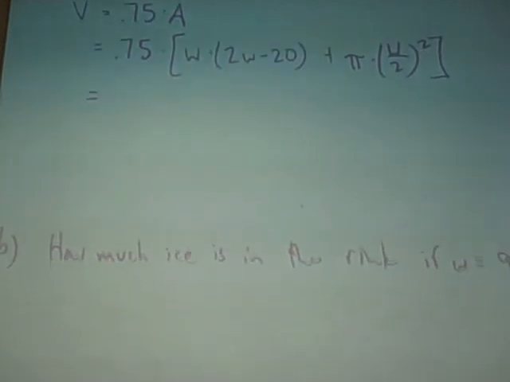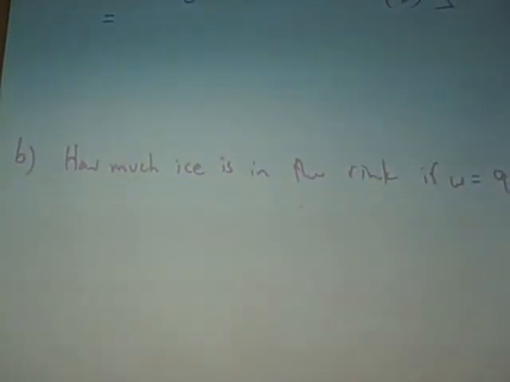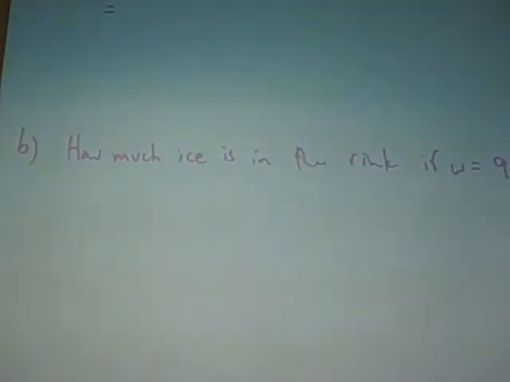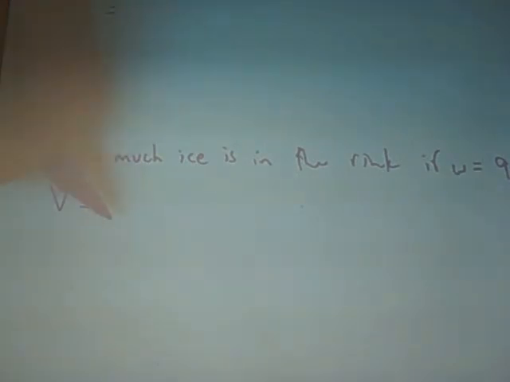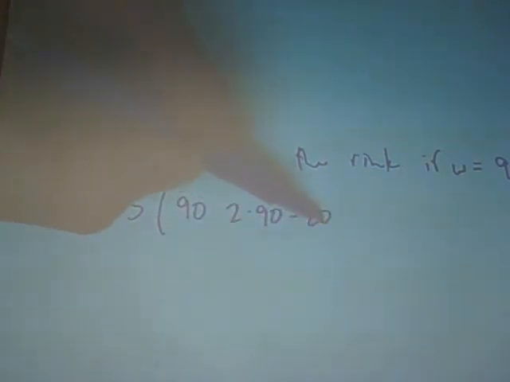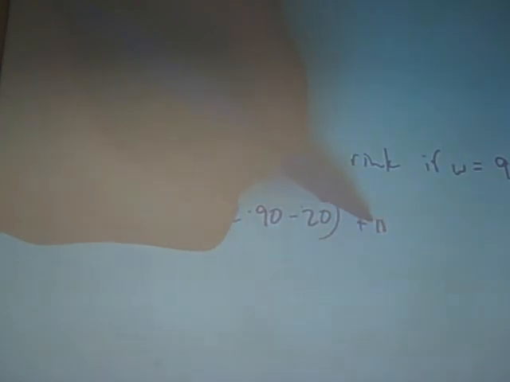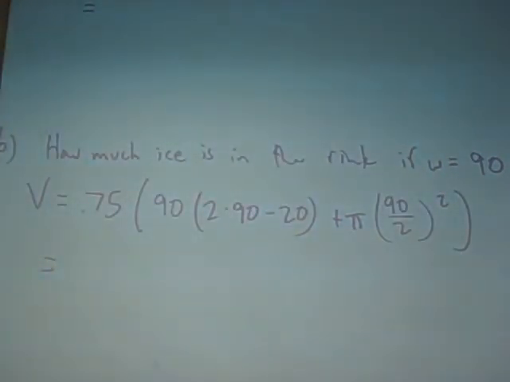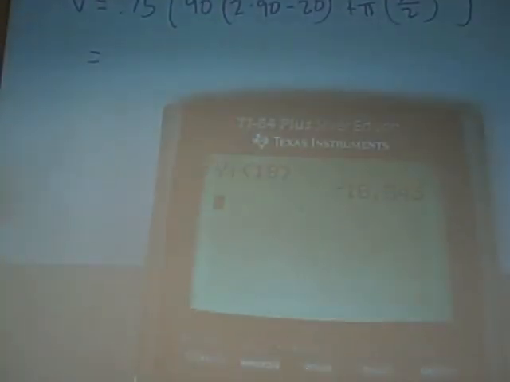If W is equal to 90, so meaning if that width is 90, how much ice would be there? Well, the volume would be equal to 0.75 times 90 times (2 times 90 minus 20), plus pi times (90 over 2) squared. And so maybe what you want to do is just plug that into the TI.